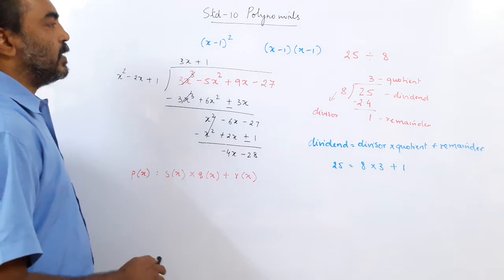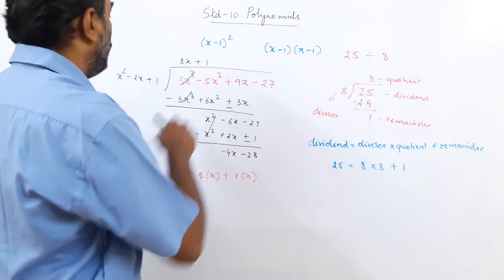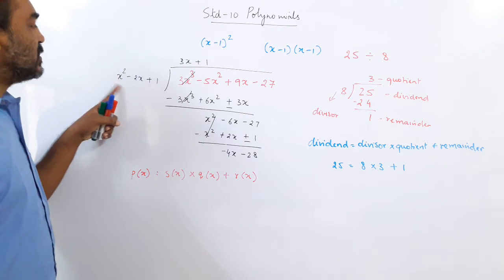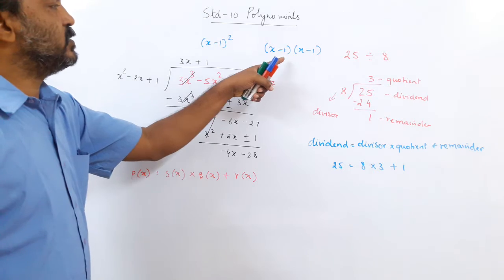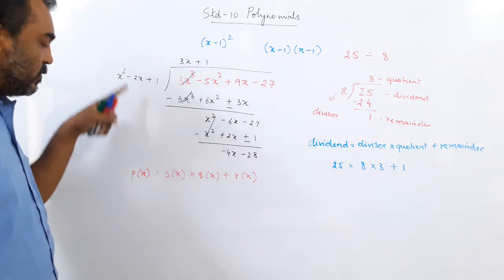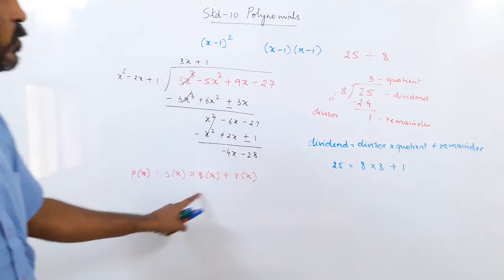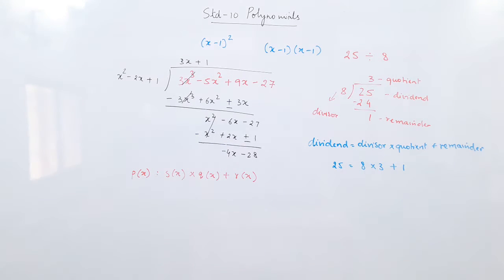So what do you understand now? If you have a divisor which itself is a polynomial, you need to factorize it, find out the factors and then apply the factor theorem and check it out. But this rule stays true for all polynomials.